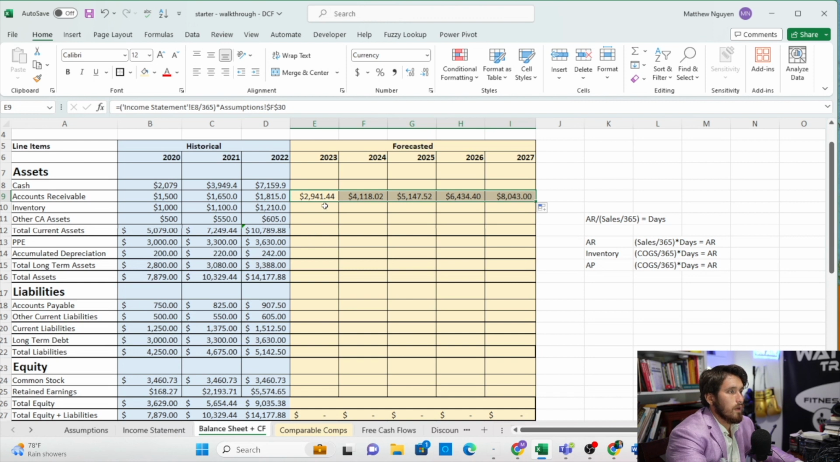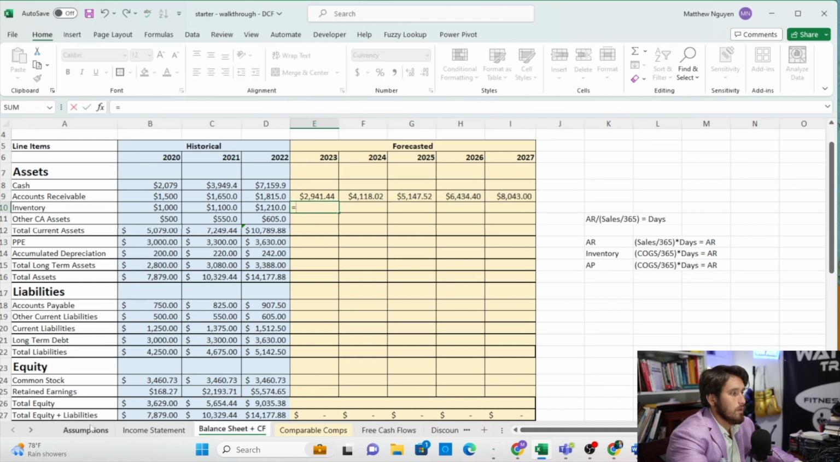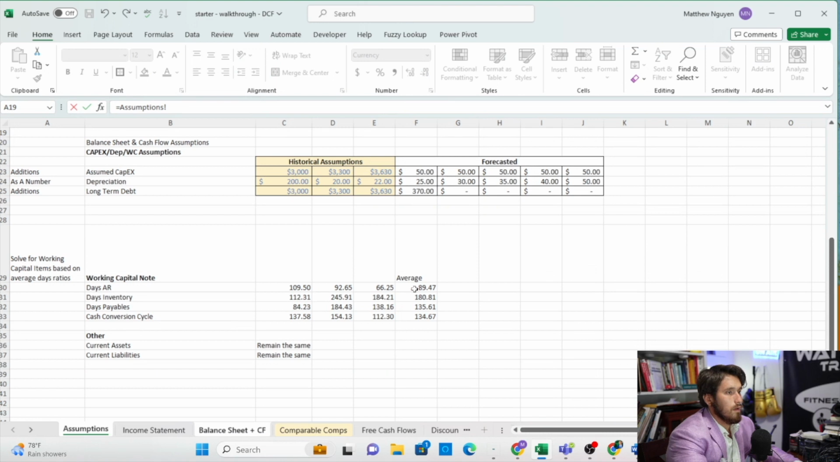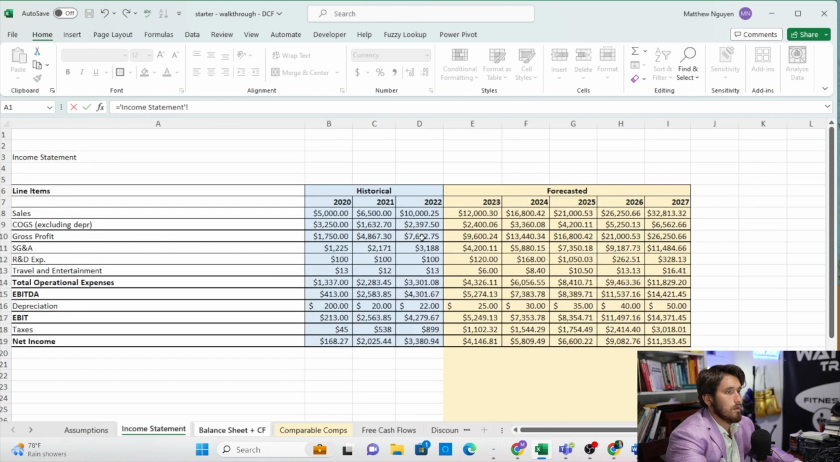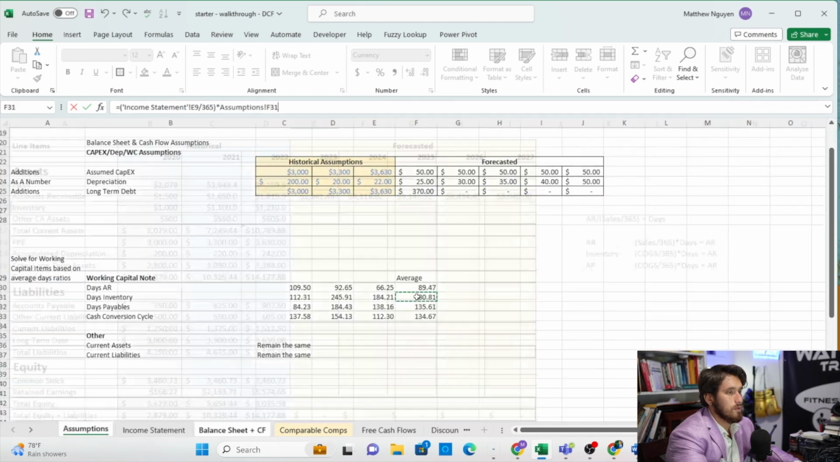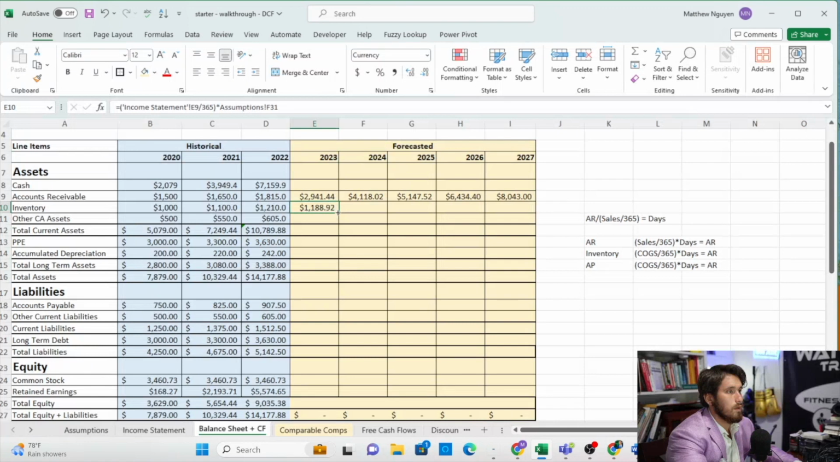All right, let's do our inventory next. So inventory is going to be, we'll go to our COGS, divided by 365, throw this in parentheses. Multiply this by average days. Okay, that looks good. Oops, I forgot to lock it. Let's lock this down. Okay, looking good, looking good.